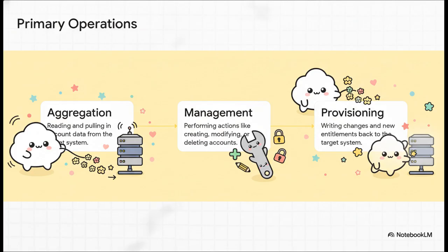This is the day-to-day stuff, creating new accounts, modifying them, deleting them when someone leaves. And third, we have provisioning. This is the flip side of aggregation. This is where the connector writes changes back to the system, like granting someone new access or updating their role.